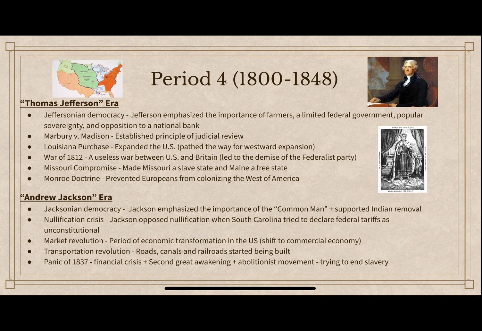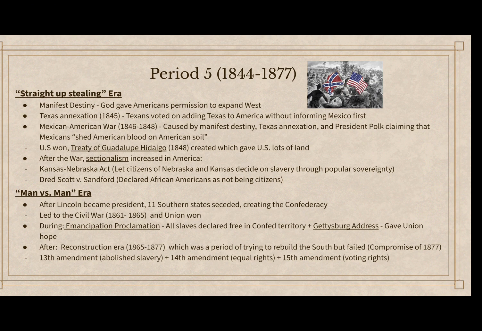Period 5 starts with the straight up stealing era. This era was all about Americans moving west and expanding. And they wanted to do this because of manifest destiny. So manifest destiny was the idea that God gave Americans permission to expand west.